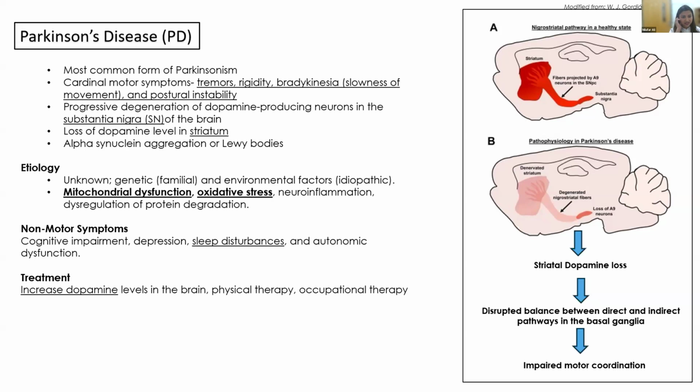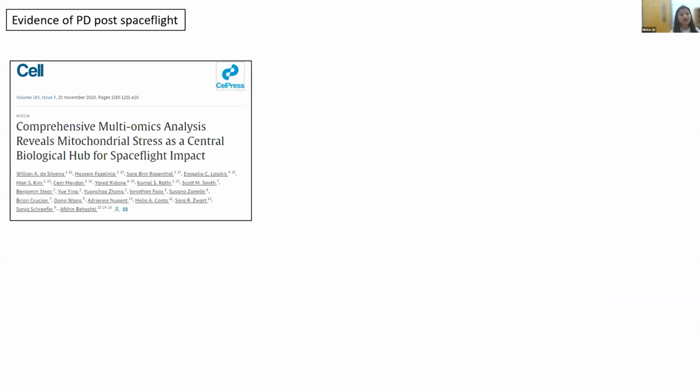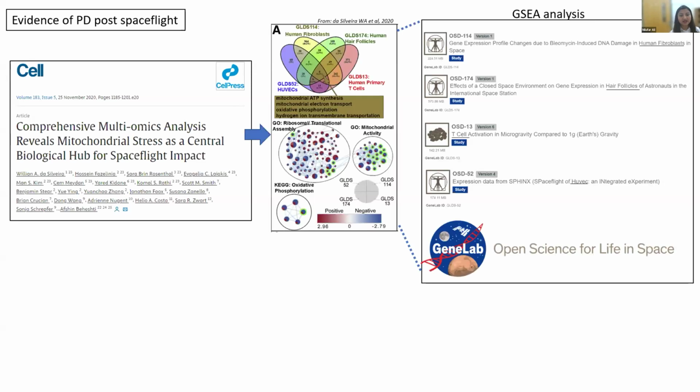The etiology of this disease is not very well known, but the key hallmarks are mitochondrial dysfunction and oxidative stress, which is also one of the hallmarks of spaceflight. So what is the evidence for molecular signatures similar to spaceflight that are also observed in PD? This paper by Willian and group, a multiomics analysis from several astronauts' data post spaceflight, is a landmark paper which tells us that mitochondrial dysfunction and oxidative phosphorylation are the key hub for all the genes going upregulated or downregulated post spaceflight.